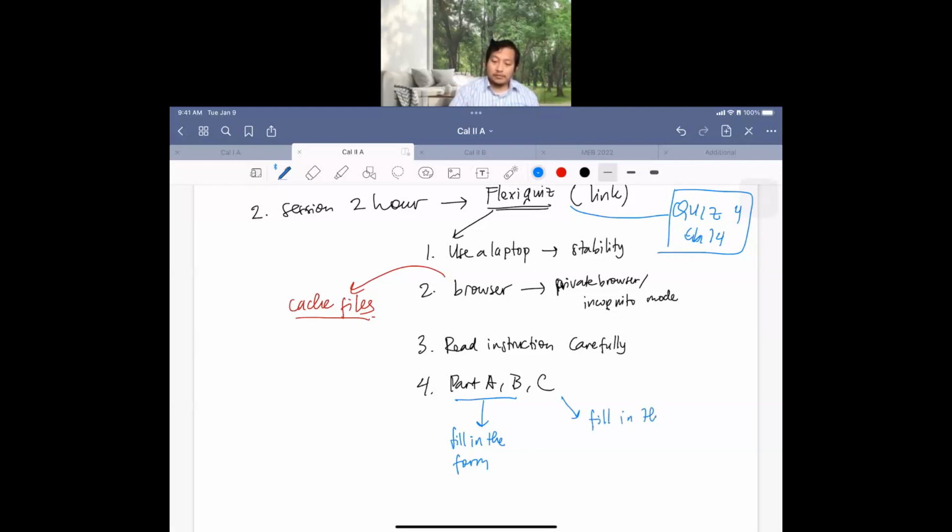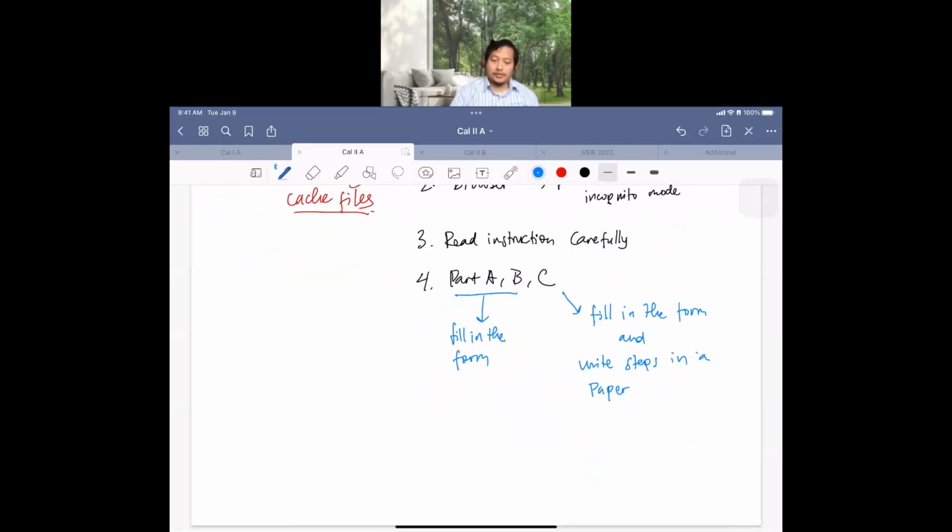aside from filling in the form, you also write steps on a paper, and after you finish, scan and send it to my email. Read the instructions carefully. You will know my email from those instructions. So after you send all of part C on paper, scanned and sent to my email, then finish. You can finish early if you want.